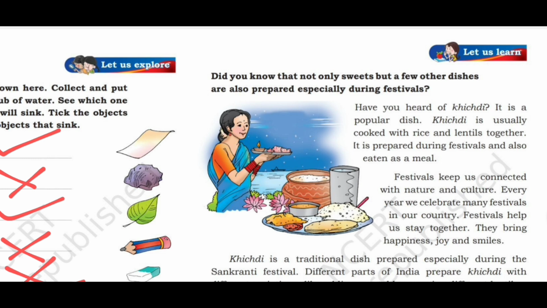Have you heard of khichdi? Khichdi is a very common dish. It is prepared in different states of India and it has different names all over different states. So it is a popular dish. Khichdi is usually cooked with rice and lentils together. What are lentils? Lentils means your dal. All your dals are your lentils. It is prepared during festivals and also eaten as a meal.